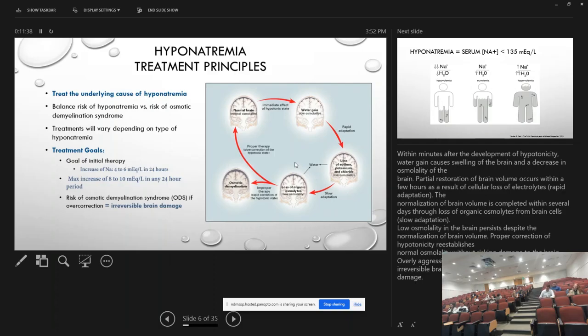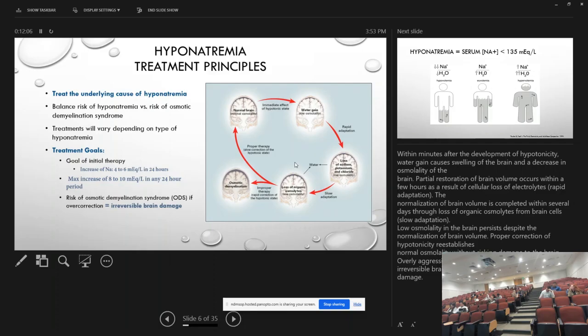It doesn't equilibrate as fast as your interstitial space. So therefore, the fluid is going to go from the low concentration into the high concentration. So it goes from the interstitial neurovascular space into the brain. That's going to cause cerebral edema. Your body doesn't like that, right? Your brain doesn't like to have too much edema on board.